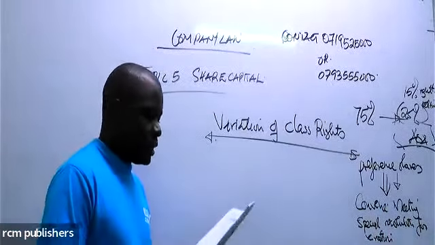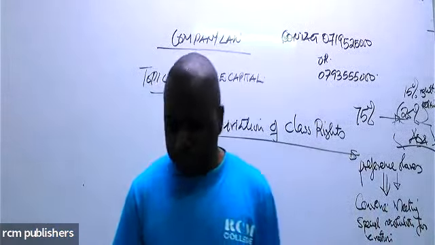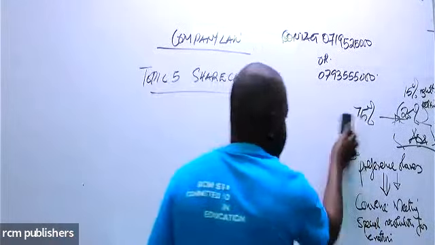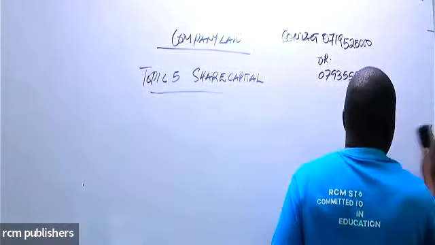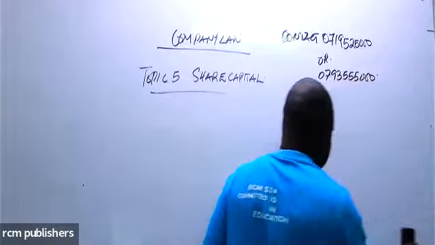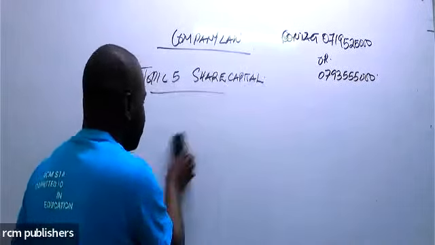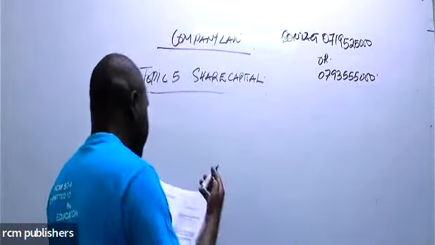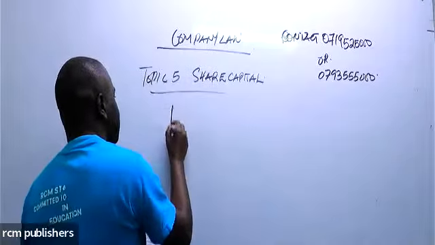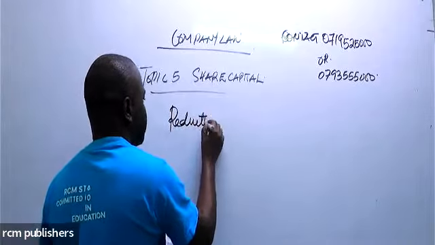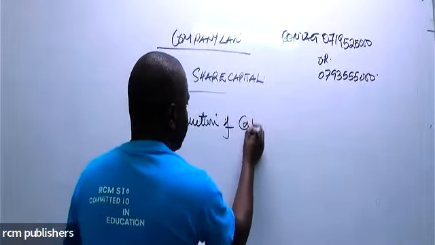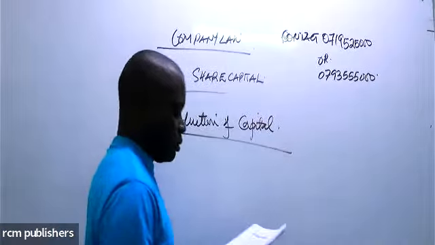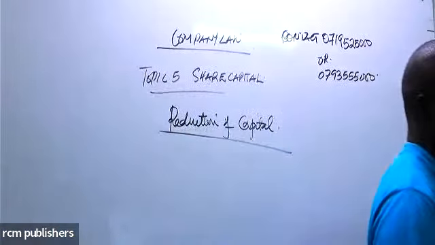So reduction of capital. Very quickly, what actually happens under reduction of capital? When you want to reduce, what does it mean? You reduce capital. If you had 100 million, you reduce it to 80 million. Reduction of capital. This is having to do with reducing the capital of the company.